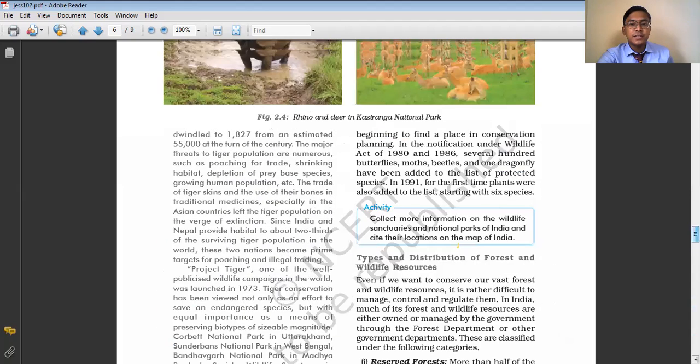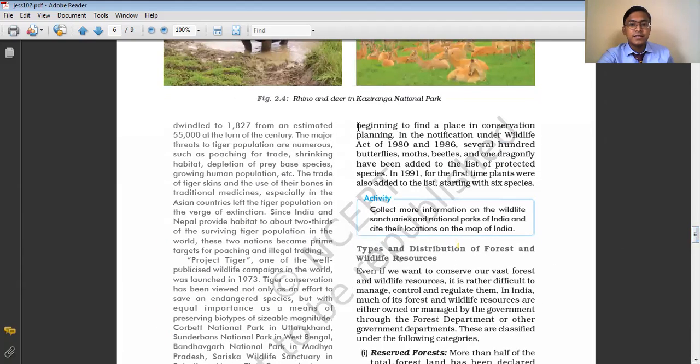Increasingly, even insects are beginning to find a place in conservation planning. Even the insects are now given protection actually, because these insects, the microorganisms and all, help in maintaining the biological system actually. So in the notification on the Wildlife Act of 1980 and 1986, several hundred butterflies, moths, beetles, and one dragonfly have been added to the list of protected species.